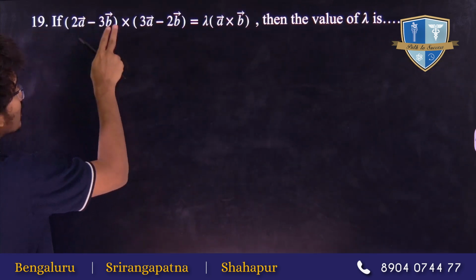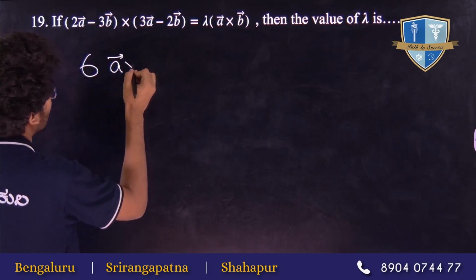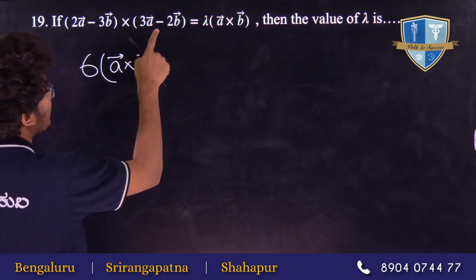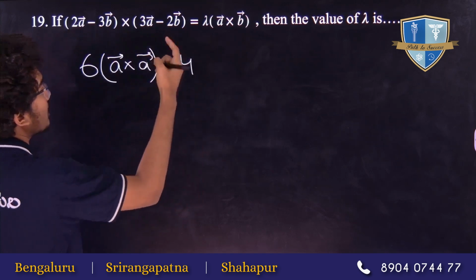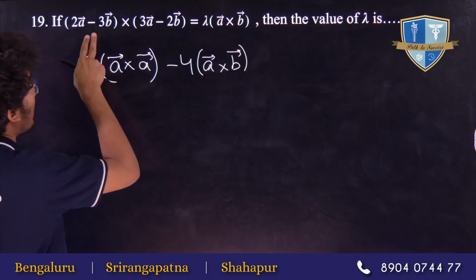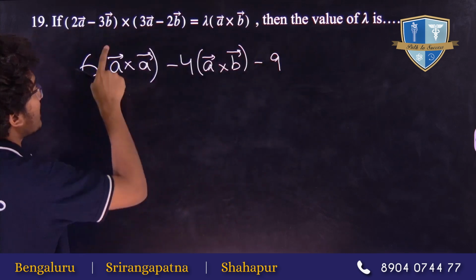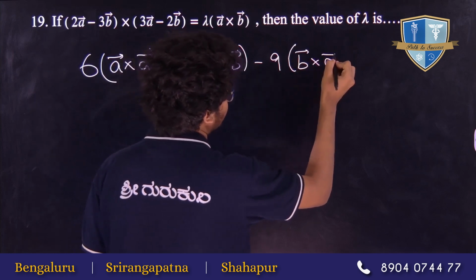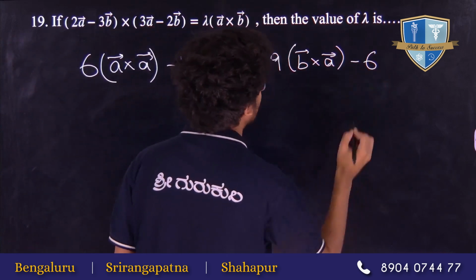So 2a vector cross 3b vector. 2 times 3 is 6, a vector cross a vector. Correct? Then minus 2a vector cross 2b vector. 2 into minus 2 will become minus 4, a vector cross b vector. Now minus 3 into 3 will become minus 9, and b vector cross a vector. Now minus 3 into minus 2 will become minus 6, correct?